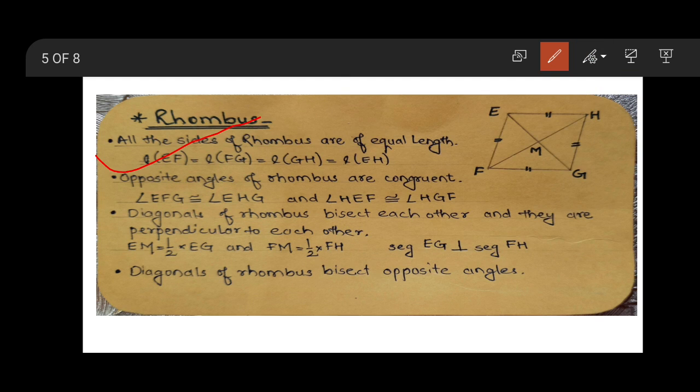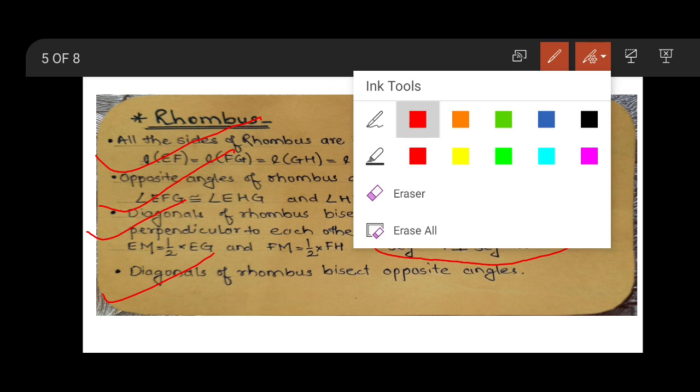All the sides of a rhombus are of equal length, opposite angles of a rhombus are congruent, and the diagonals of a rhombus bisect each other and are perpendicular to each other. Okay, what is perpendicular to each other? Segment EG will be perpendicular to segment FH as it forms 90 degrees on it. The diagonals of a rhombus bisect opposite angles.